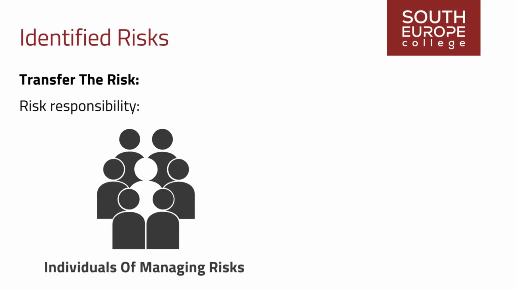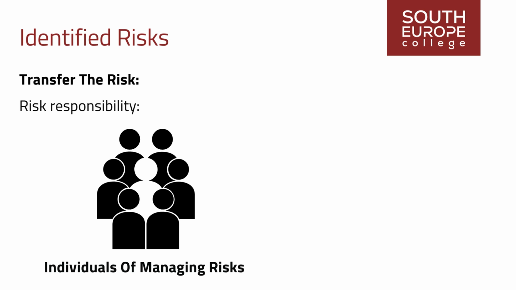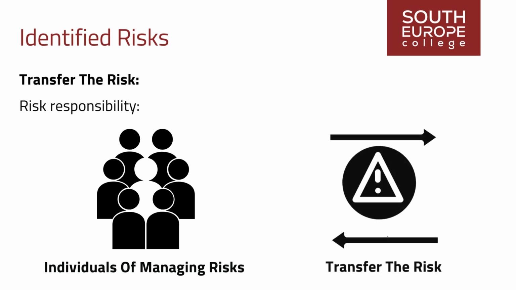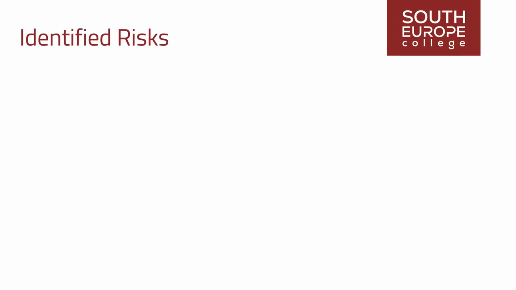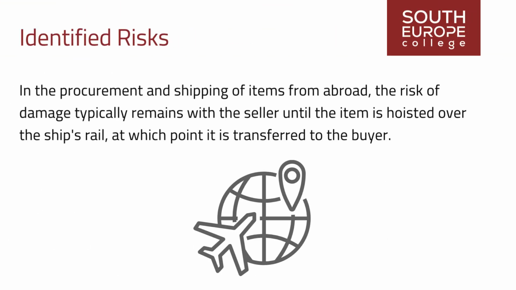Specifying the individuals or groups responsible for managing all risks within a project is essential. While risks can be transferred, they are never entirely offloaded. For instance, in the procurement and shipping of items from abroad, the risk of damage typically remains with the seller until the item is hoisted over the ship's rail, at which point it is transferred to the buyer.